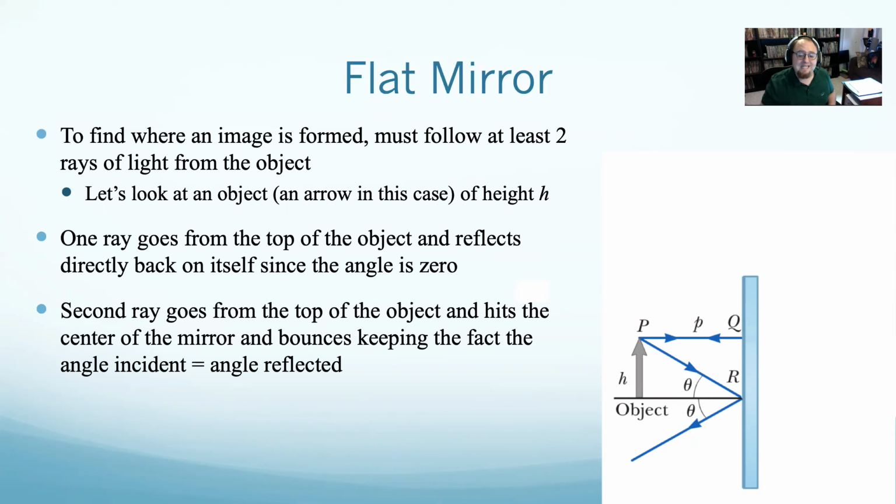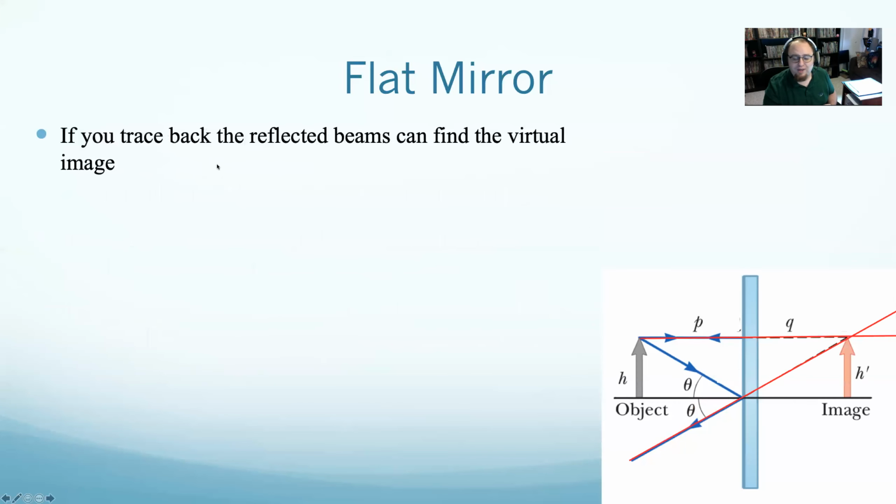But the general idea is, if I want to find out what this image looks like in the mirror, I will follow both of these lines back. This ray right here, let's follow it further backwards. This ray right here, let's follow it further backwards. And there will be a spot where they overlap. The spot where they overlap will be your image, and that's what it looks like you see in the mirror.